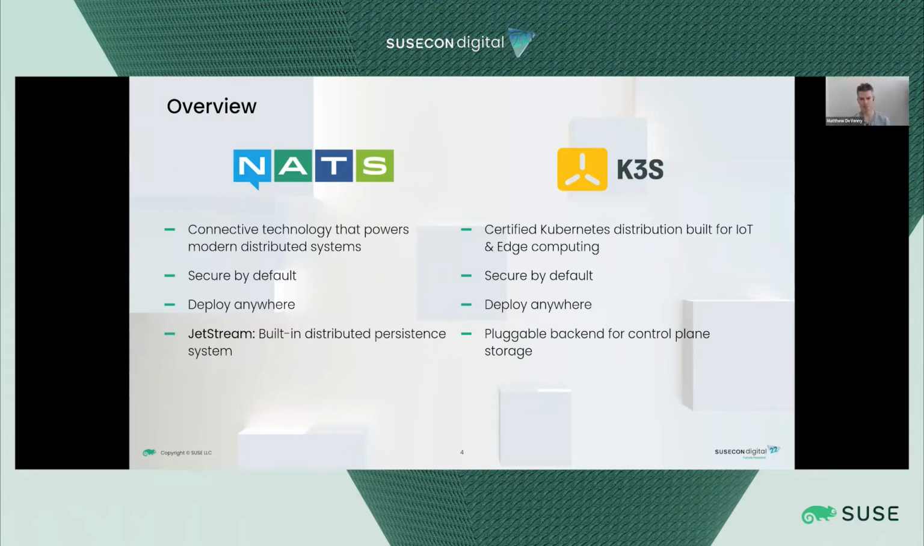Then K3s is essentially a cut down version of Kubernetes. It's still a certified distribution. It's great for edge computing, but you can deploy it anywhere. You can run it on your local computer for a development environment, or you can run it in a data center. Like I said, it's secure by default. And the great thing that allows this whole integration to take place is that it has a pluggable backend for its control plane storage.